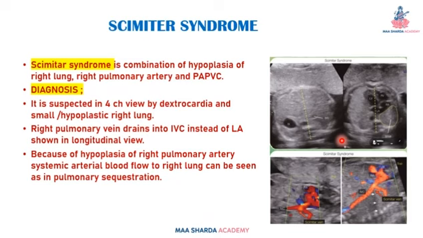It is suspected in the four-chamber view by dextrocardia and a small hypoplastic right lung. Right pulmonary veins drain into the IVC instead of the left atrium, as shown in longitudinal view. It is also called the Scimitar vein. Because of hypoplasia of the right pulmonary artery, systemic arterial blood flow to the right lung can be seen, as in pulmonary sequestration.